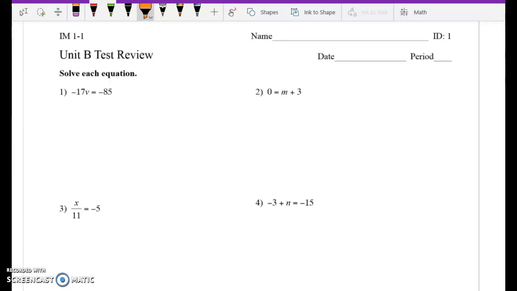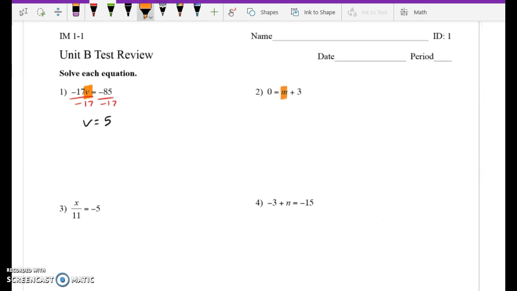The whole goal of these problems is to isolate the variable. Our goal is to get the letter by itself to find out what its value is. Number 1, I ask, what is this negative 17 doing to the v? And since it's touching, it's going to be multiply. So the opposite of multiply is to divide. I'm going to divide both sides by negative 17. That gives me an answer of v equals 5.